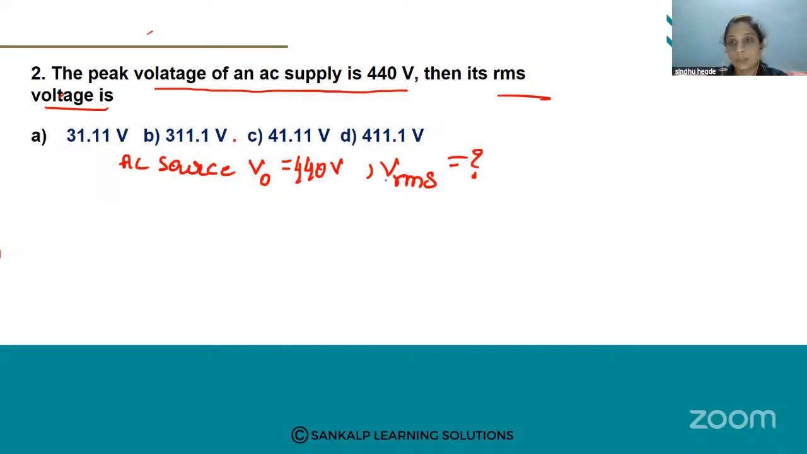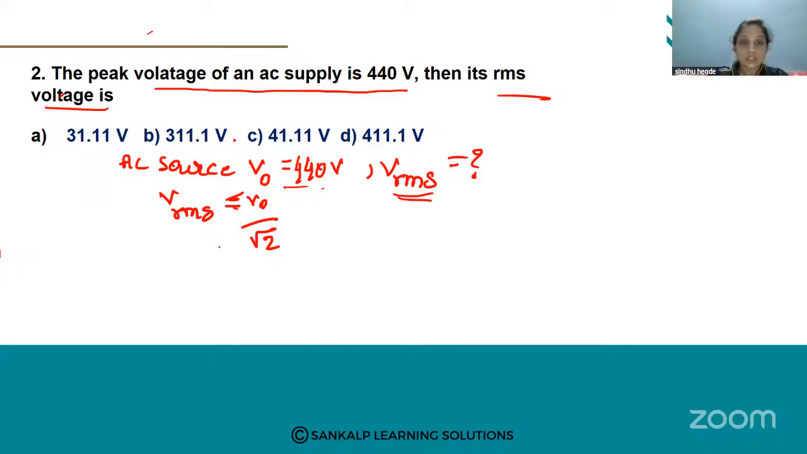Related to the peak voltage, right? Here we give peak voltage. Related to this, write the formula for VRMS. What is the formula? We know that VRMS is equal to V naught by square root 2. That is the formula, right?